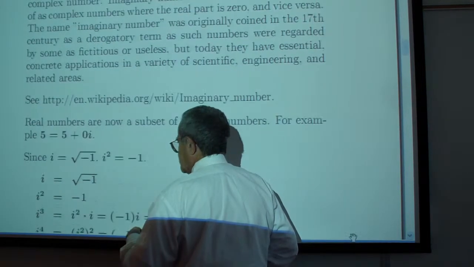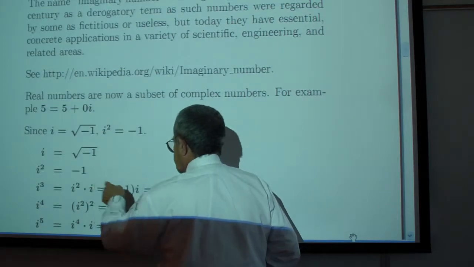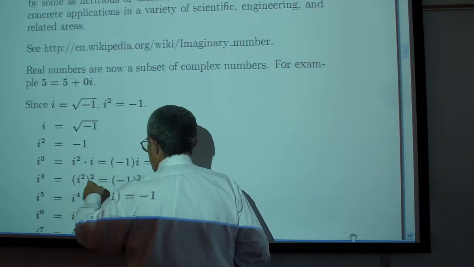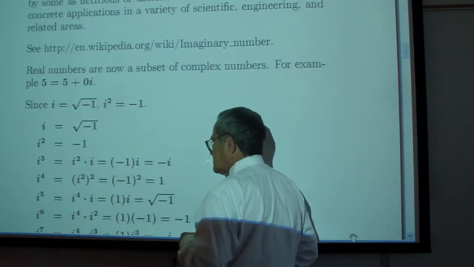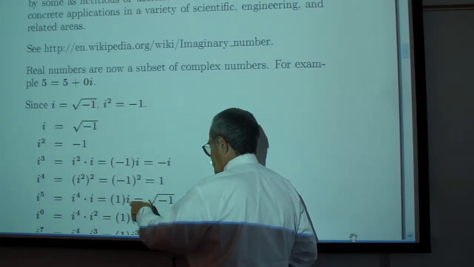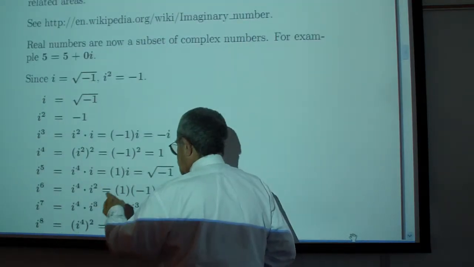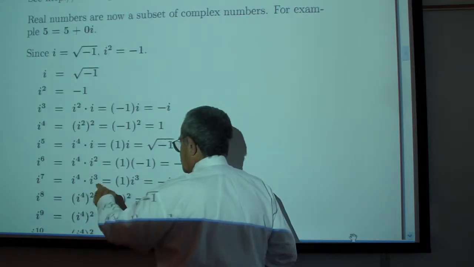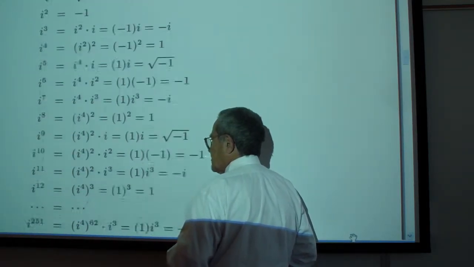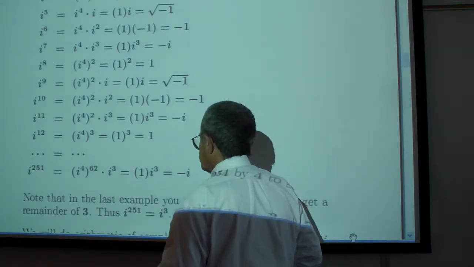i squared is negative 1. i cubed is i squared times i, so negative i. i to the 4th is i squared squared, negative 1 squared, positive 1. And then we start the cycle again. i to the 5th is like i, i to the 6th is like i squared, i to the 7th is like i cubed, and i to the 8th is like i to the 4th, and so on, and so on.